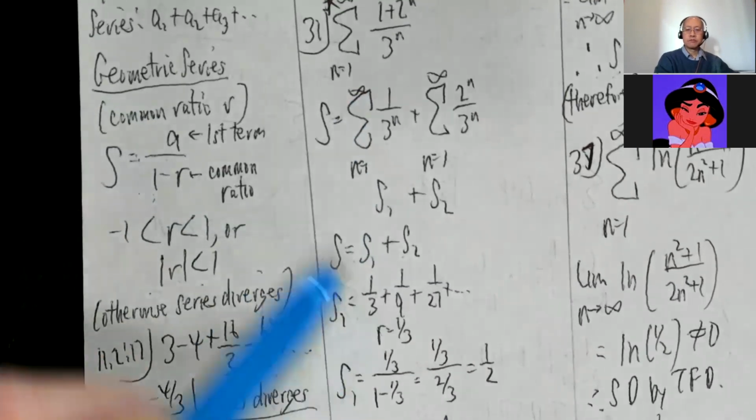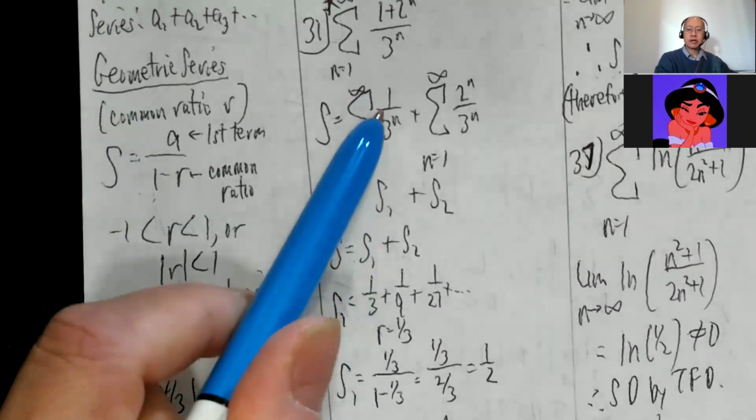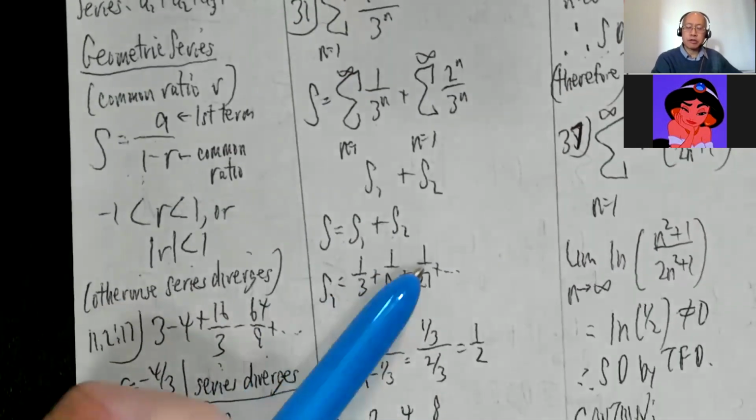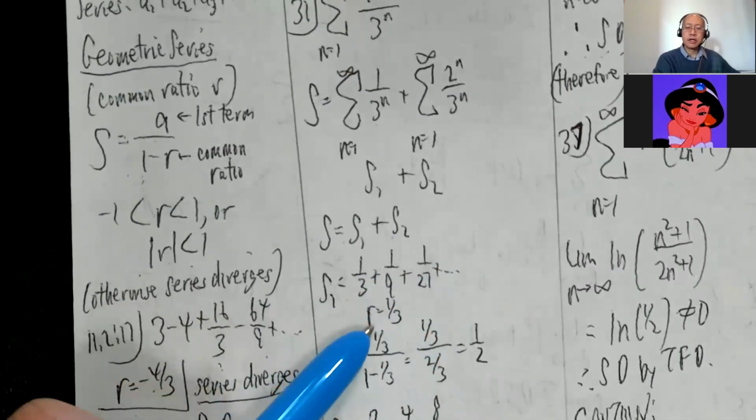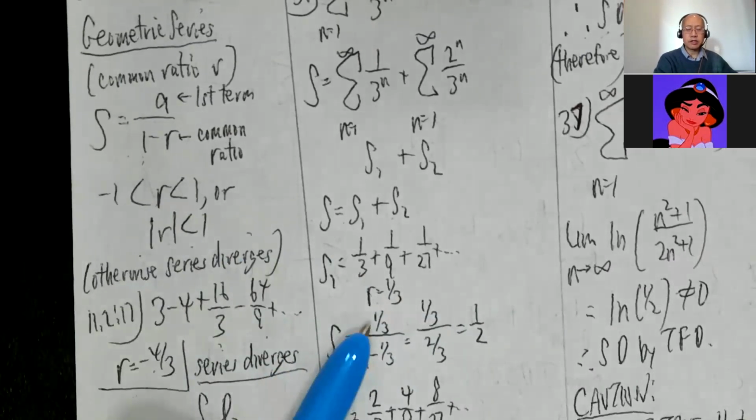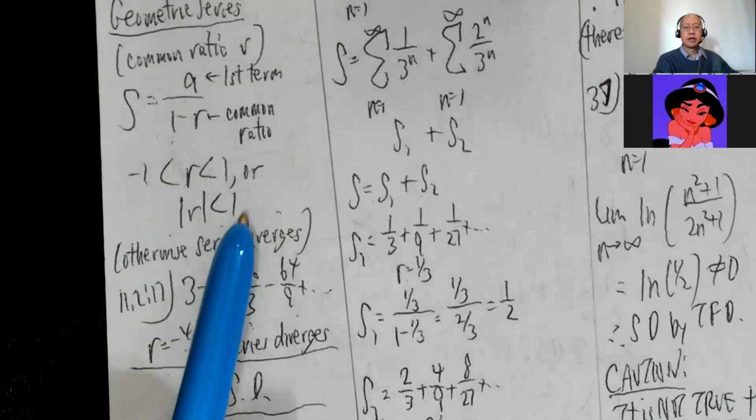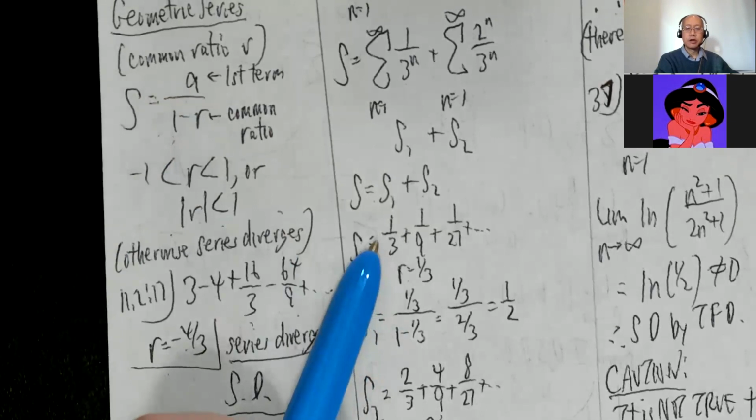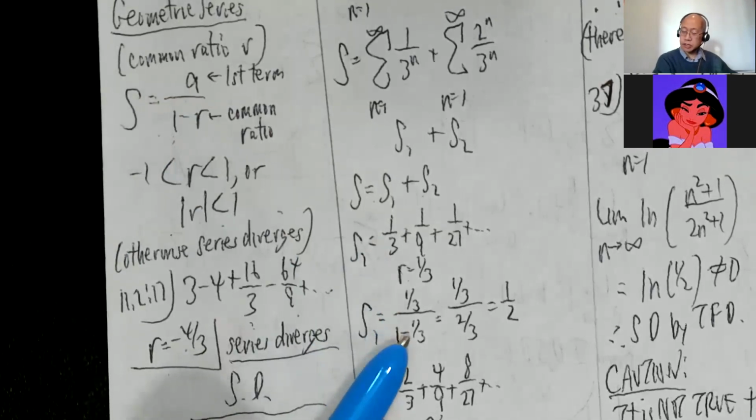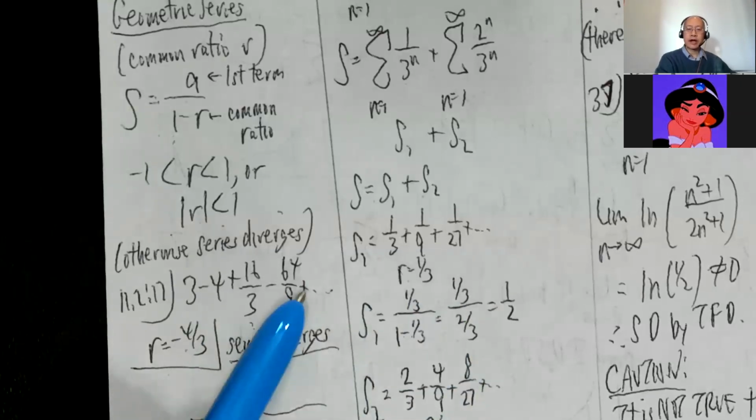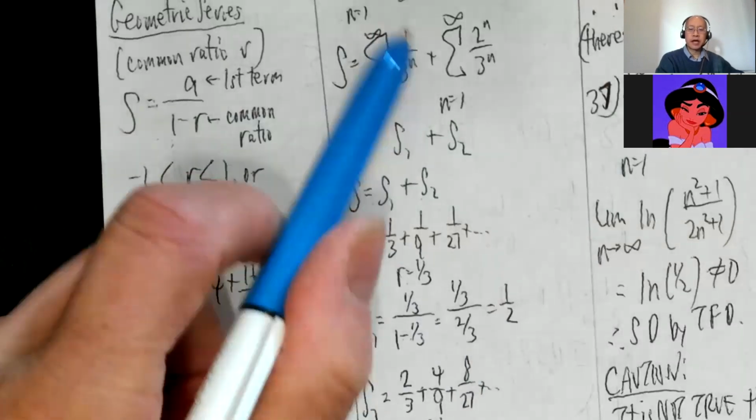Plug in 1, you have 1/3. Plug in 2, 1/9. Plug in 3, 1/27. So yes, indeed, the common ratio, the number that you keep multiplying by as you go through the series, is 1/3. That is between -1 and 1. So I can use the formula. Infinite sum is A over 1 minus R, first term, 1/3, over 1 minus the common ratio, which is also 1/3. 1/3 divided by 2/3, cancel the 3's, 1/2. So this infinite sum is a half.